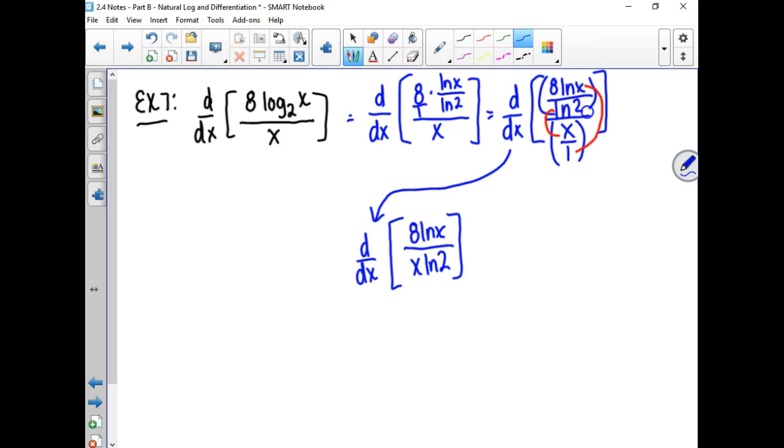Now we have everything in terms of natural logs and we don't have a complex fraction anymore. There's one other thing we can do to make our lives easier right here. 8 is a scalar multiple. It's just a number. Natural log of 2 is also just a scalar multiple. So what we can do is we can pull those out. Those are just the numbers that we don't have to take the derivative of. So we can look at it like this. 8 over natural log of 2. Those are scalar multiples that we're not going to mess with, times the derivative of natural log of x over x.